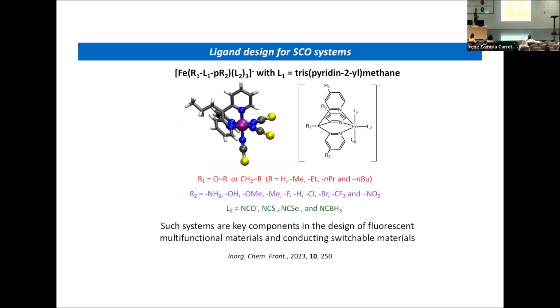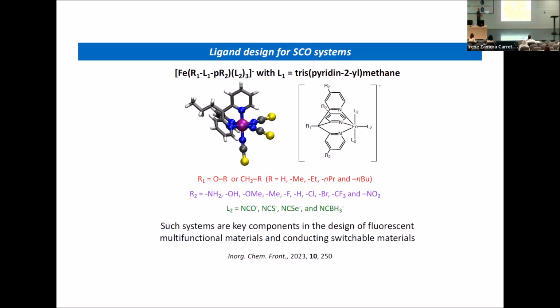Okay. Now, the first compound that I want to talk about is this molecule. This is an anionic spin crossover molecule. There are very few examples of anionic spin crossover systems. But it turns out that they are interesting because they can be inserted in multifunctional fluorescence materials. So they have some technological applications that make them relevant.